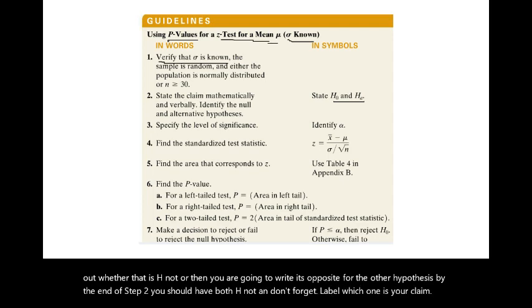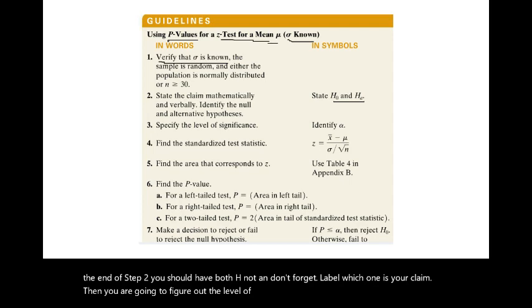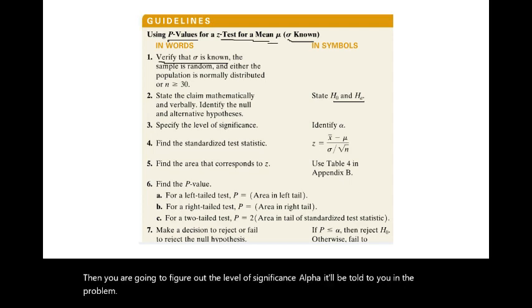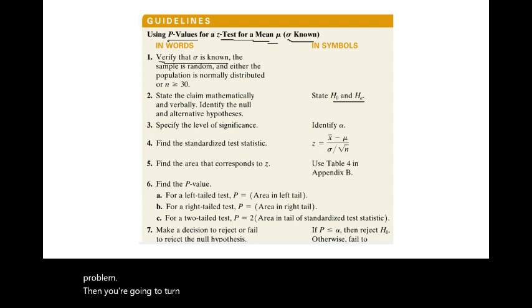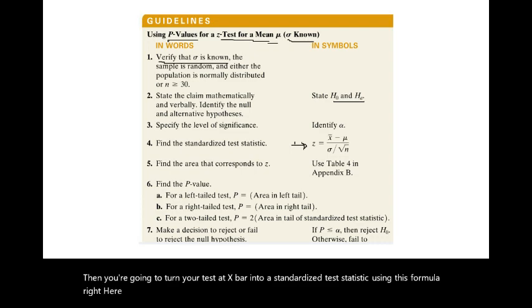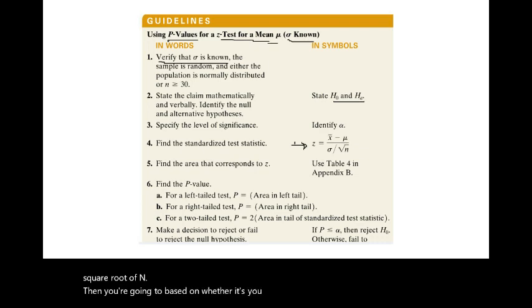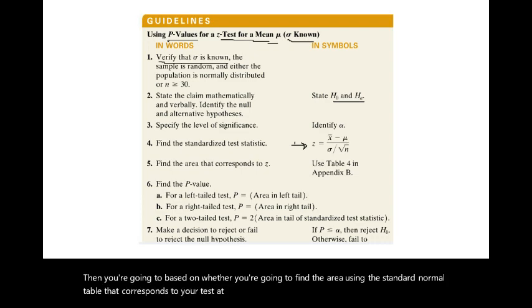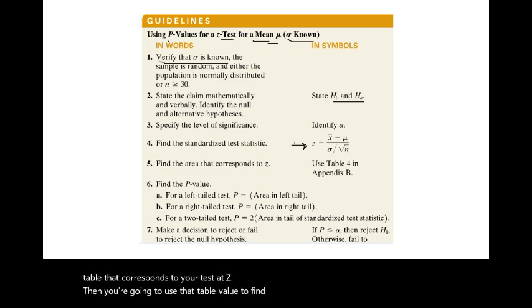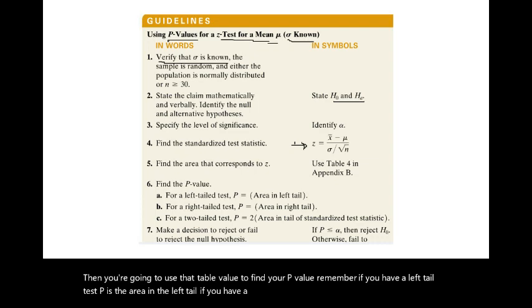Then you are going to figure out the level of significance alpha. It'll be told to you in the problem. Then you're going to turn your test stat x bar into a standardized test statistic using this formula right here. Z equals sample mean minus the mean in the hypotheses divided by sigma over the square root of n. Then you're going to find the area using the standard normal table that corresponds to your test stat z. Then you're going to use that table value to find your p-value. Remember, if you have a left tail test, p is the area in the left tail. If you have a right tail test, p is the area in the right tail.